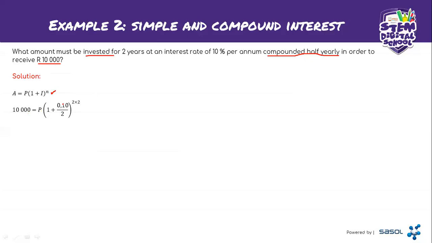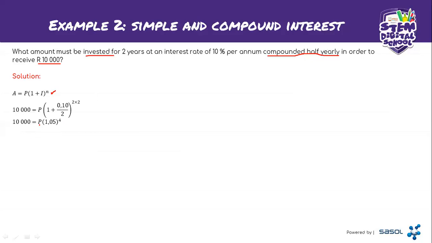We said I, you always divide with what? With 100. So when you divide this 10 with 100, it's going to give us 0.10. Then you always divide with 2. We said compounded half yearly is 2. Now look at how we utilize this 2. First, we divide your I with 2, and then multiply the number of years with 2. So that's how you should treat the compound period. You divide I with that compounded period, and you also multiply the number of years with that. All right. And then after simplifying this side, you're going to have this.